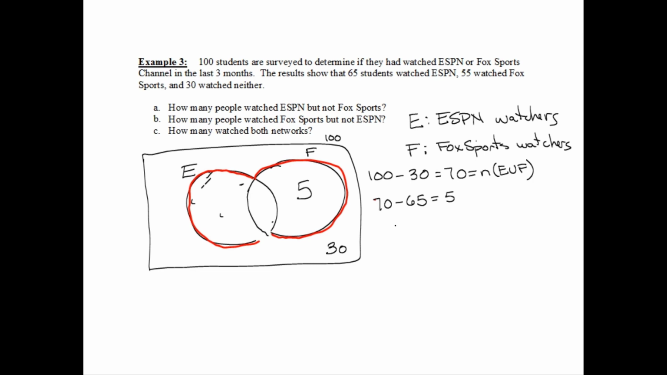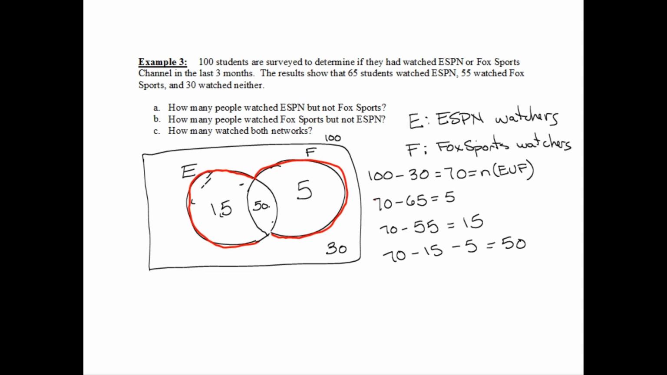Okay. Similarly, if I take the 70, subtract the 55 that I know are in set F, that gives me 15, which has to be here. Okay. Now, what else do I know? I know that there are 70 altogether in the union. So, if I take the 70, subtract the 15, subtract the 5, that gives me 70 minus 20, which is 50. That tells me how many are here in the middle.